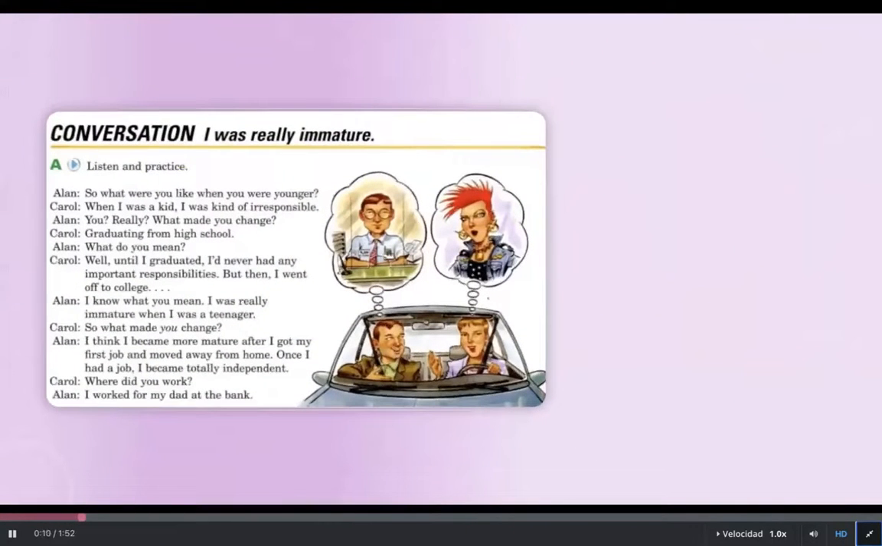I was really immature. Part A. Listen and practice. So what were you like when you were younger? When I was a kid, I was kind of irresponsible. You? Really? What made you change? Graduating from high school. What do you mean? Well, until I graduated, I'd never had any important responsibilities. But then I went off to college. I know what you mean. I was really immature when I was a teenager. So what made you change? I think I became more mature after I got my first job and moved away from home. Once I had a job, I became totally independent. Where did you work? I worked for my dad at the bank.